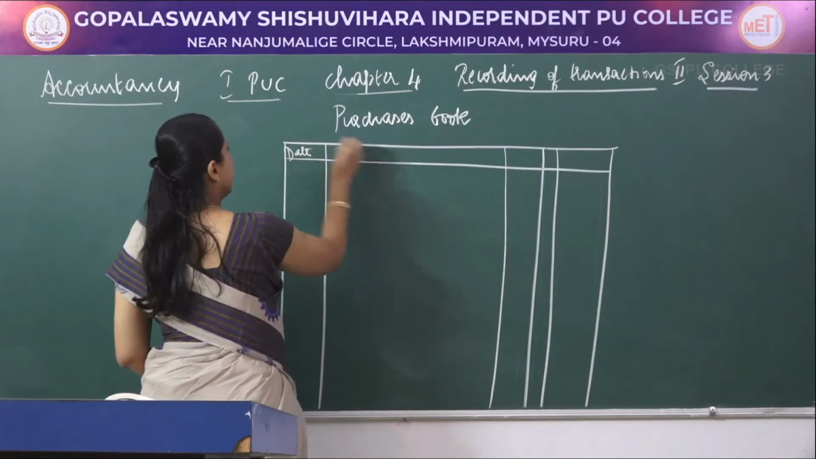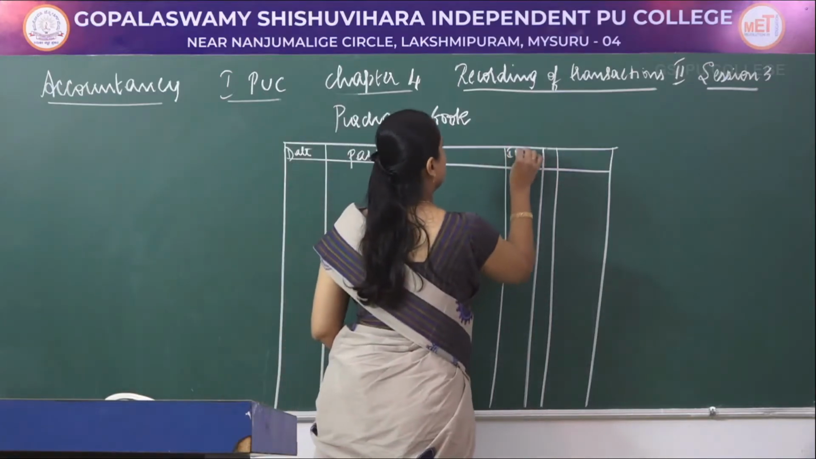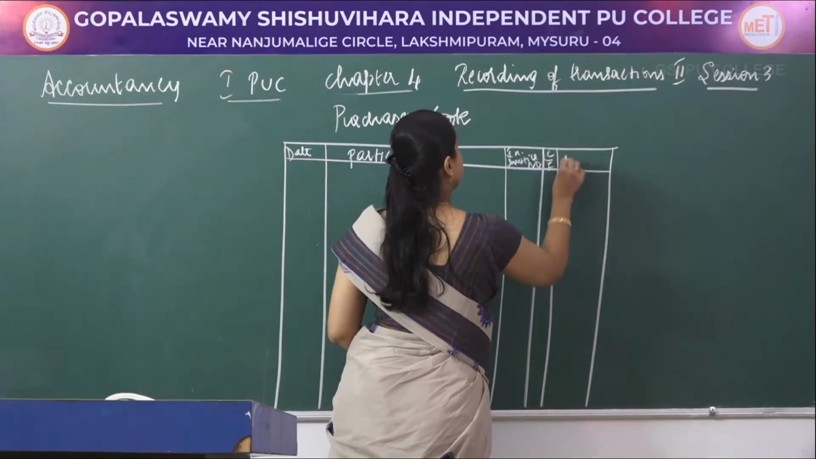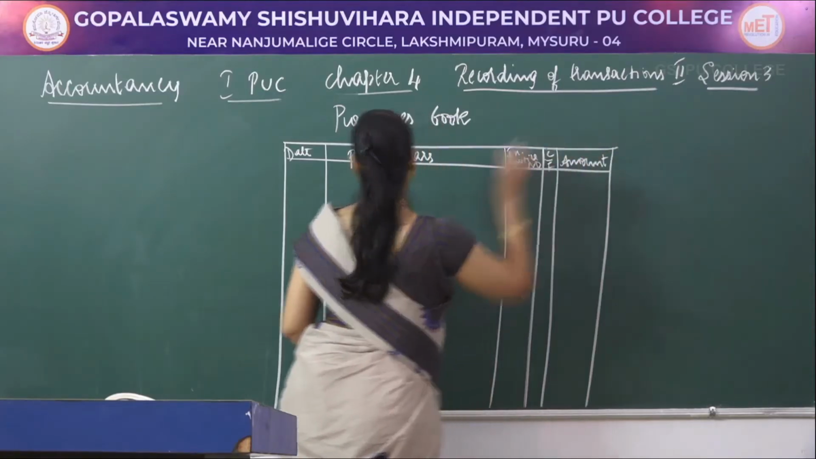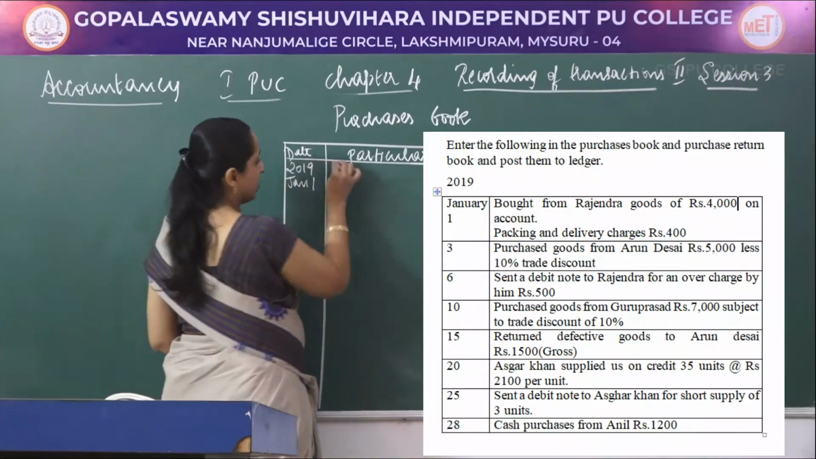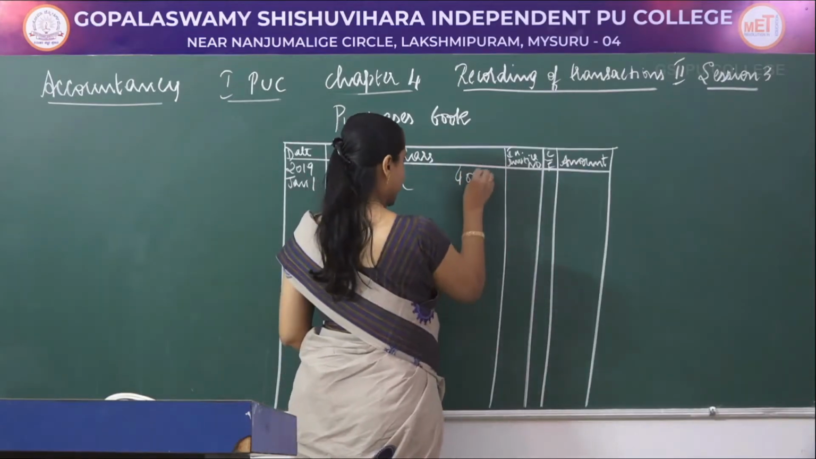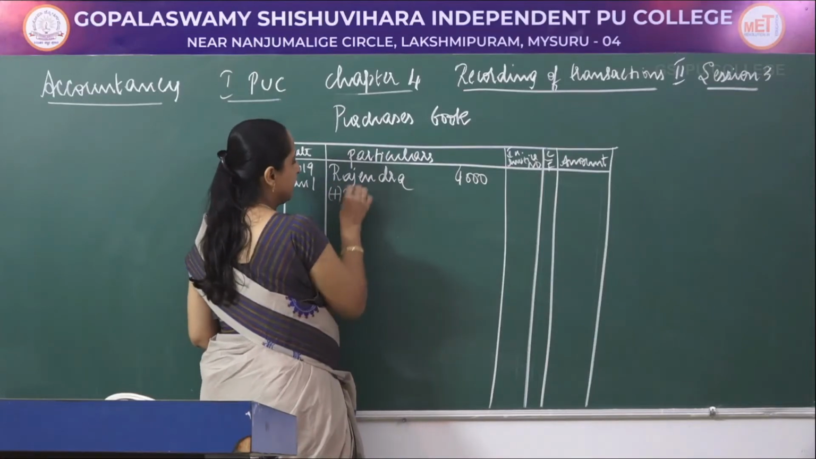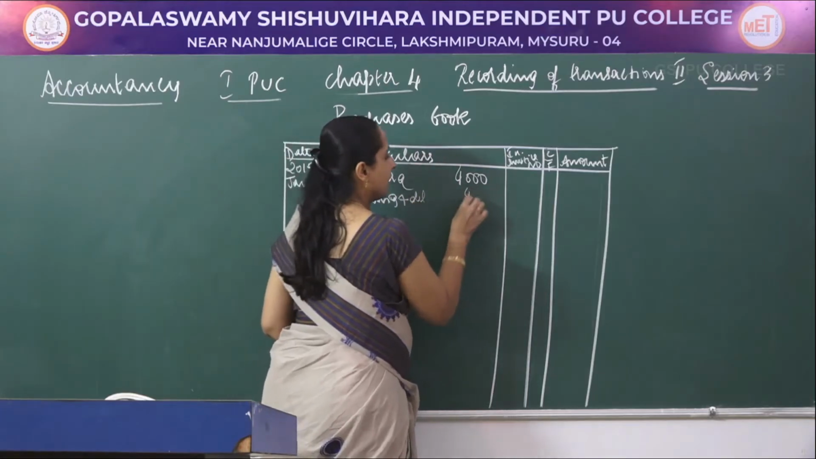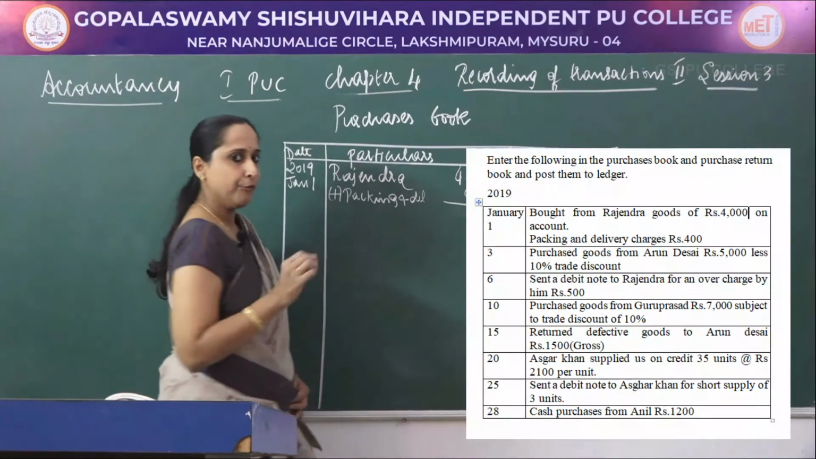Here we write date, particulars, inward invoice number, ledger folio and amount. So on January 1st, 2019, we have purchased goods from Rajendra worth rupees 4,000 and here we have to add packing and delivery charges of rupees 400. So if we total this, I write it here in the outer column 4,400.